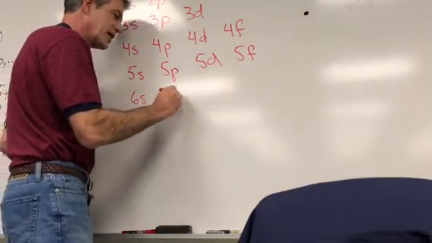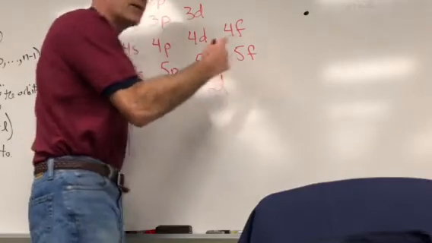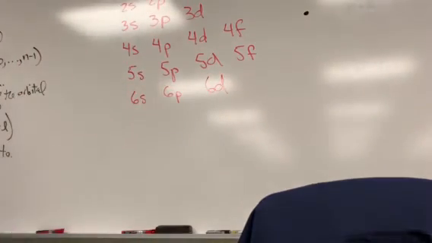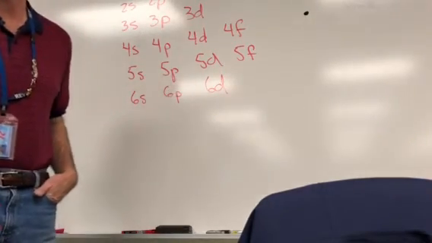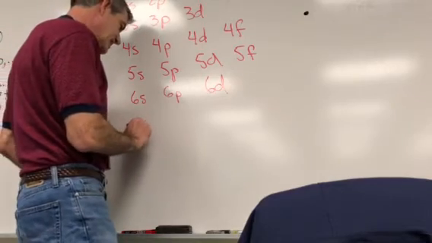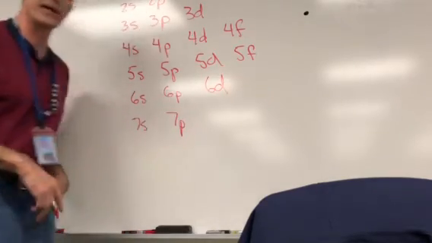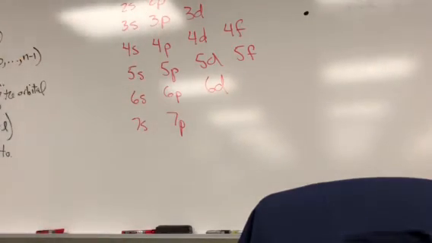6s, 6p, 6d. There is a 6f and a 6g and a 6h. We never find electrons in them, so I don't bother writing them out. If you want to put them in, you can do it. Okay, it doesn't hurt us. And then the 7s and the 7p, and I stop right there. Again, you want to continue on, you can, but you don't need to.